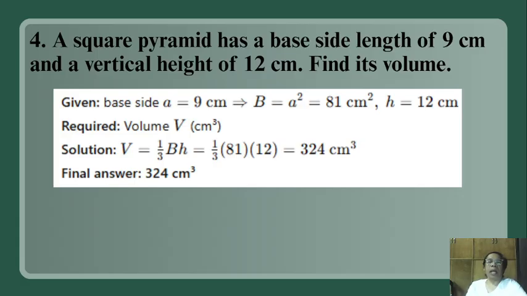Use the formula for the pyramid. V equals 1/3 area of the base times the height. Substitute now the calculated area of the base and the given height. The final answer is 324 cm³.